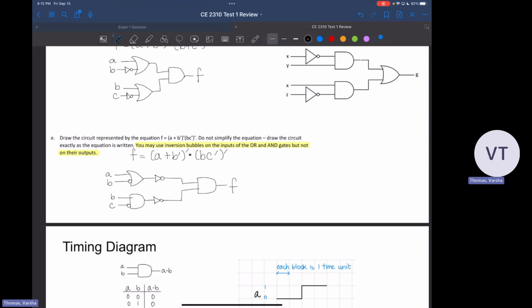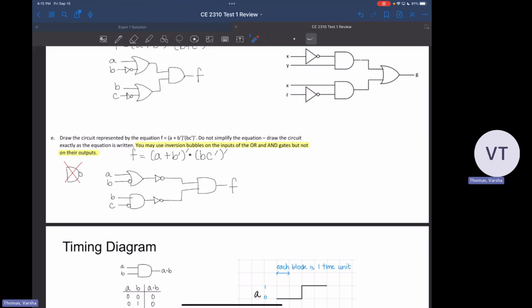When it says you can use inversion bubble inputs on the OR and the AND, but not their outputs, it's still okay to put those. So these are your inversion bubbles. Those are only okay on the gate inputs. If you need to use a NOT on a gate output, you're going to use a full NOT gate. You cannot put a circle on the right side. So this is not what you want to do here. This is an entirely different type of gate. But this is okay over here, I'm just putting a NOT gate like this.